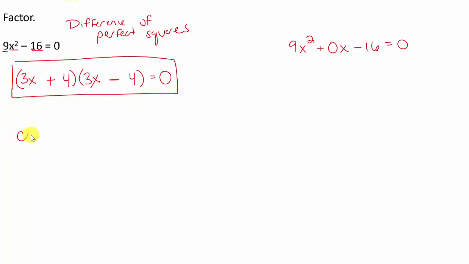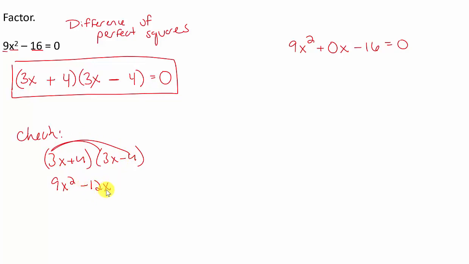Now, if you wanted to check this, and you have this here, 3x plus 4 times 3x minus 4, all I would need to do is FOIL. So 3x times 3x is 9x squared. 3x times negative 4 is negative 12x. 4 times negative 3x is positive 12x, and 4 times negative 4 is negative 16. Those two cancel out. Negative 12 plus 12 is 0, and you're left with 9x squared minus 16. And I can have my zeros here. So that does work. So that's a good way to check your answer after you factored if you need to. But look for this form. It has to be subtraction though, okay?